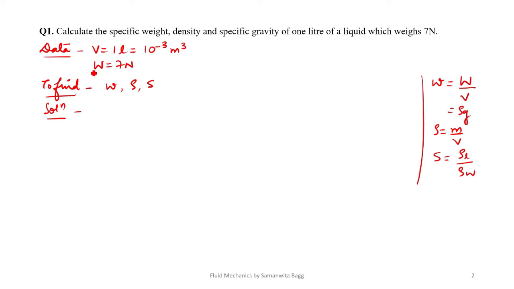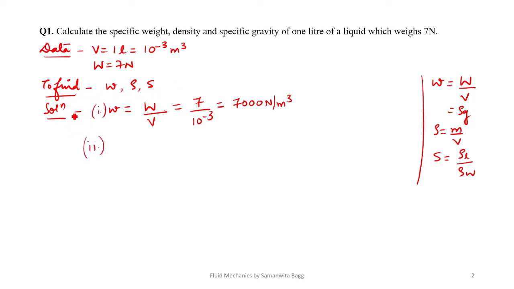So we are talking about small w first. Specific weight can be calculated as weight of fluid upon volume. Now in this numerical, you can see clearly weight and volume are given. So I can say it is 7 upon 10 raised to minus 3. So this becomes 7000 Newton per meter cube. So this is the first thing that I have calculated.